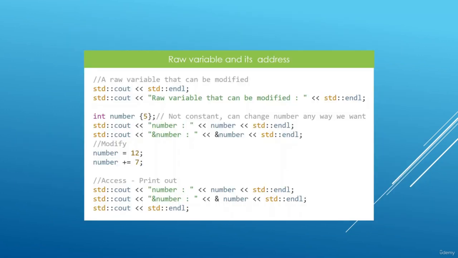Here we have a row variable. It is int number. The value is 5 that we have inside. This variable is not const, so we can modify it. For example, we can change the 5 to a 12. We can even compound, add to it, and the value inside is going to change. If we print it out, we're going to see the value. We can even print its address here using the address of operator here. This is going to work.